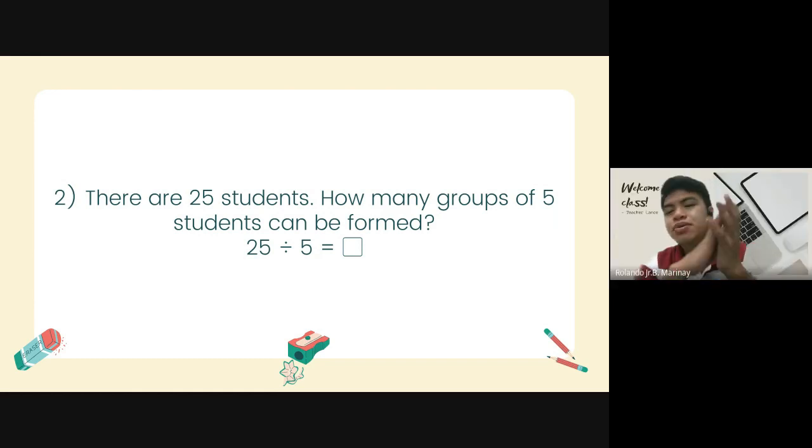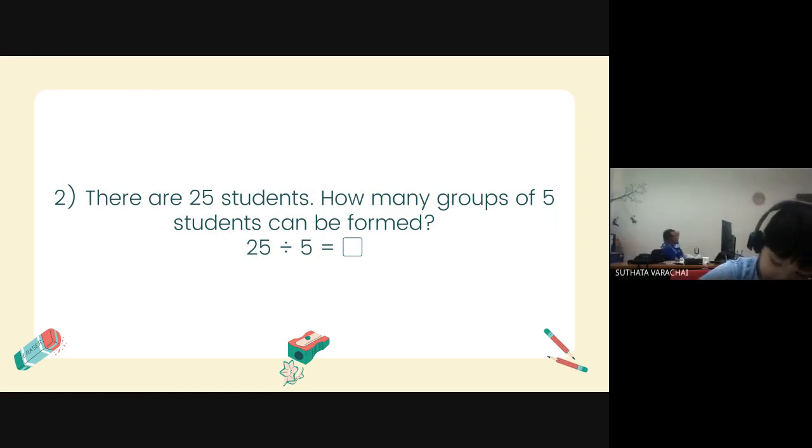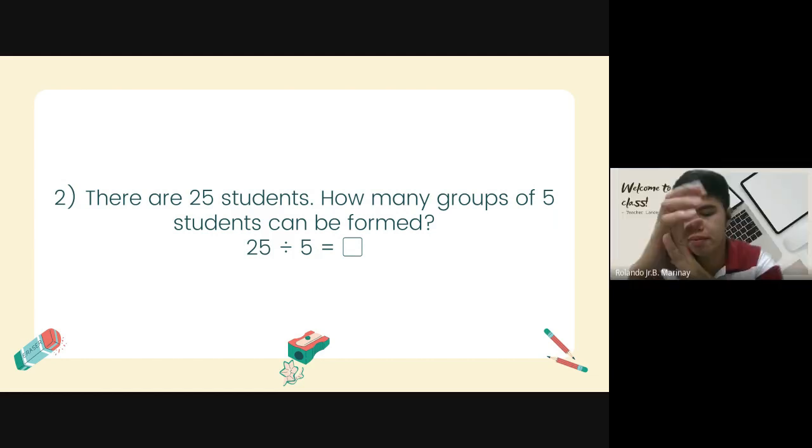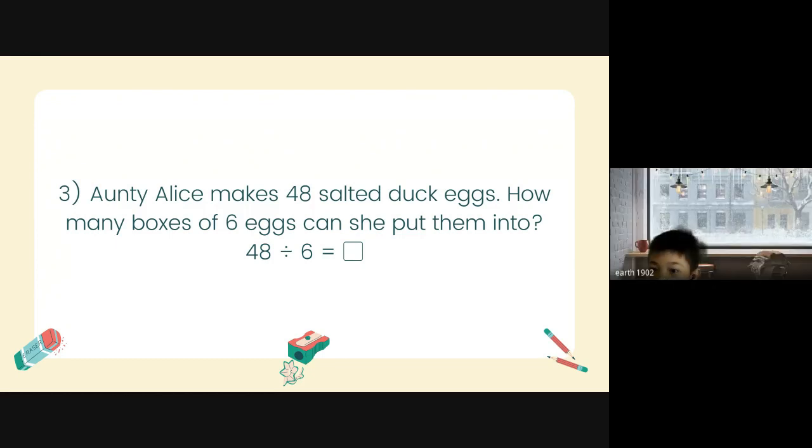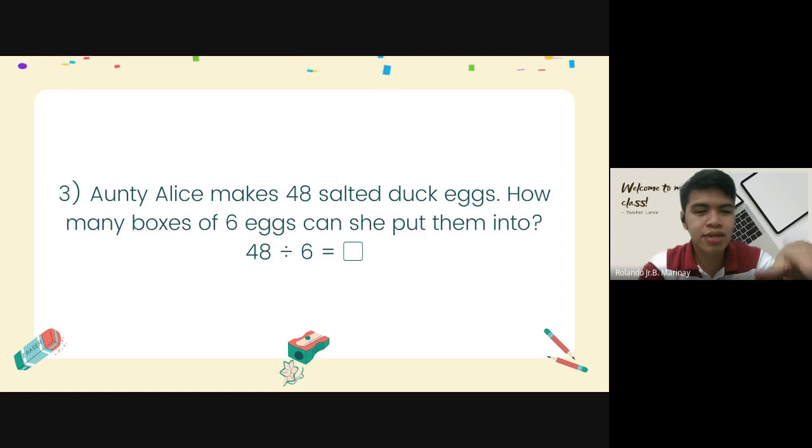Finish number 2? Finish. Okay, next, number 3. Number 3, Auntie Alice makes 48 salted duck eggs. How many boxes of 6 eggs can she put them into? So we have here 48 divided by 6 equals 8. Very good, Earth. 8.